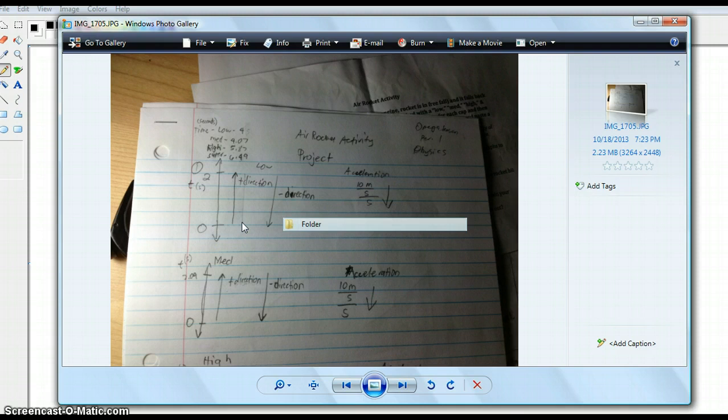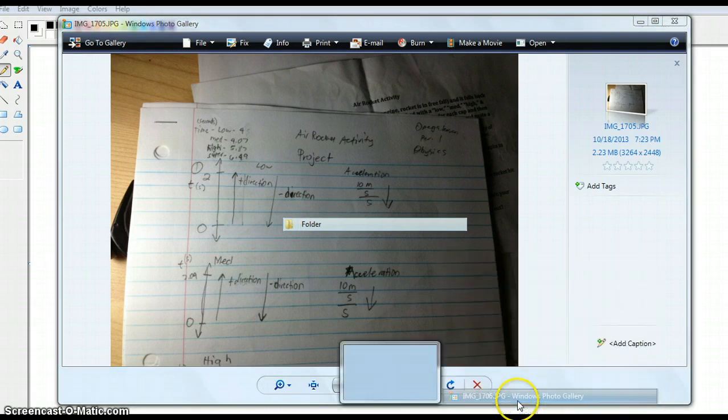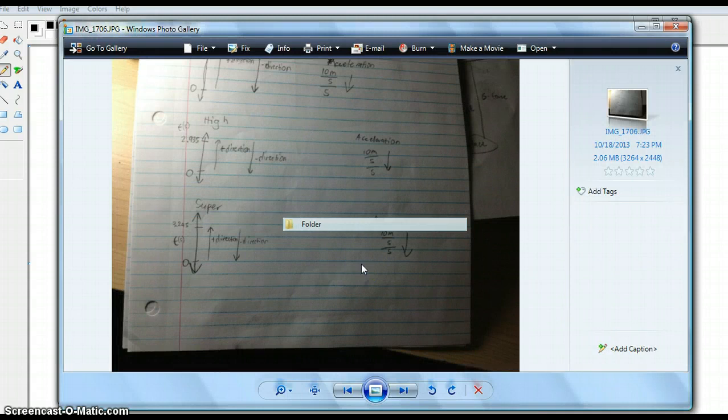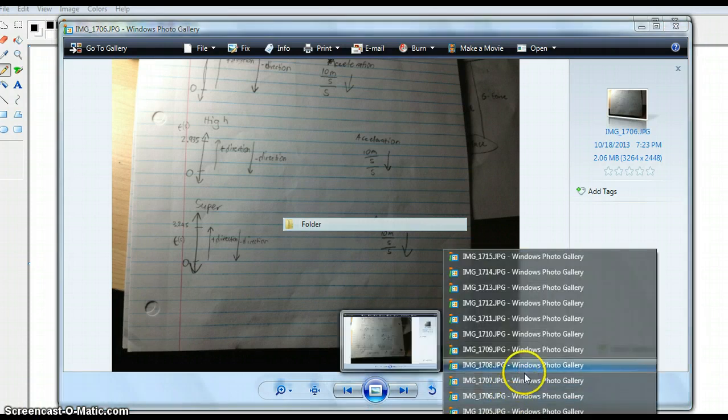And so, for what we know, going up is the positive direction, and going down is the negative direction. And you can see here also, the time for the diagram for the medium is 2.09 seconds. Going up and going down, the acceleration is 10 meters per second squared. So here's the same thing for high and super, except for high it's 2.935 seconds, while super is 3.245 seconds. They're both going up in the positive direction, and going down in the negative direction. The acceleration for both of them is going down, which is equal to slowing down, or around 10 meters per second squared.